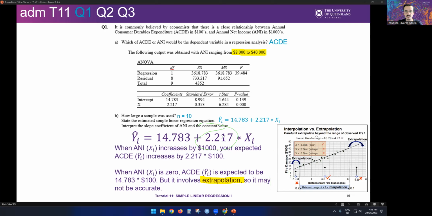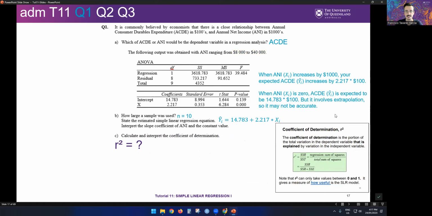Slope coefficient, this is a positive number in this case. It's basically this thing here. For every one x to the right, how much is y going up? But in this case, the 1x is $1,000 and the 1y is $100. All right, this is how it works here. Next, interpret the slope. I think that's what we've just done, and the constant value is the intercept. Done.